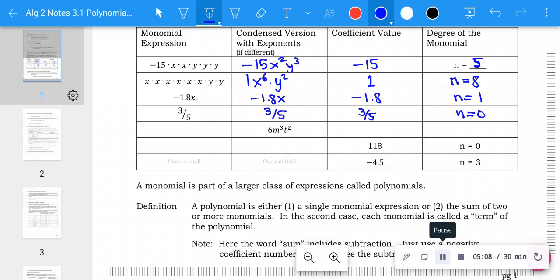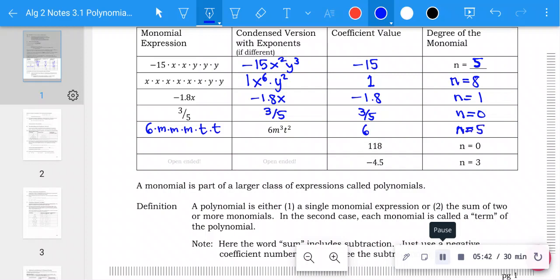Okay, we've got the same type of information here, except that we're starting out with a condensed version. All right, the coefficient here is 6. And if you write this out the long way, it's 6 times m times m times m, and then times t times t. And if you count that, there's 5 variables in a row. So the degree n equals 5. This one's 5th degree.